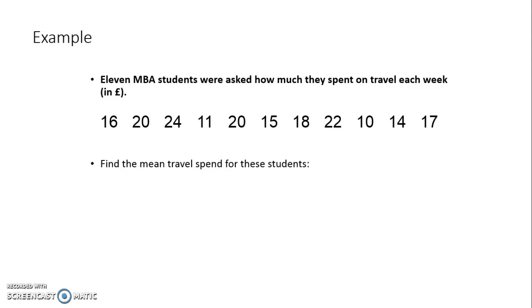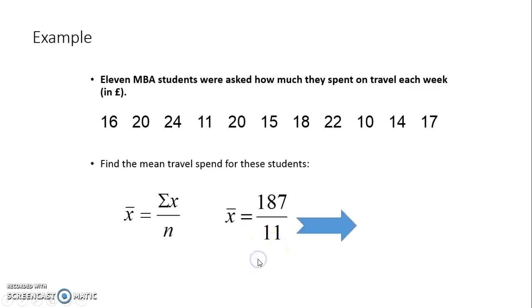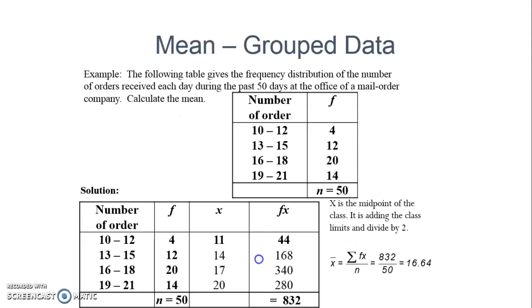11 MBA students were asked how much they spent on travel each week in pounds. We have to find out the mean travel spend for these students. So I use the formula, add up all the given observations of 11 students, which adds up to 187, divided by 11, that is the total number of students, and I get the mean as 17. So, on an average, 11 students spend around 17 pounds to travel each week.